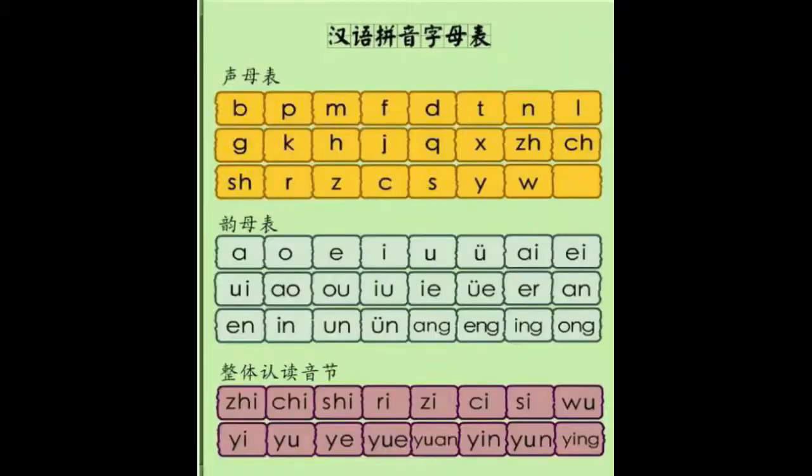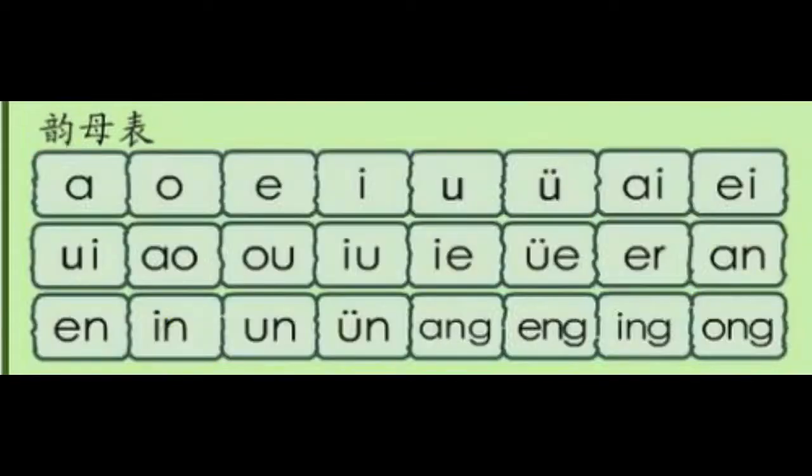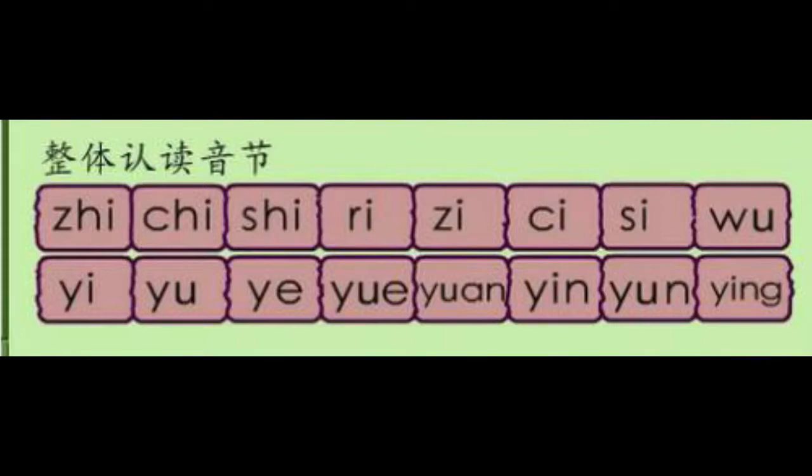Next, we also have a chart of complete words, complete pinyin, which are zhi, chi, shi, ri, zi, ci, wu, yi, yu, ye, yue, yuan, yin, yun, ying. We call this chart the complete sounds. So I was saying we have the initial sound in the beginning and we have to have the final sound in the end, and that can be a pinyin, can be a word. But for these complete sounds, each can be a completely single individual word.